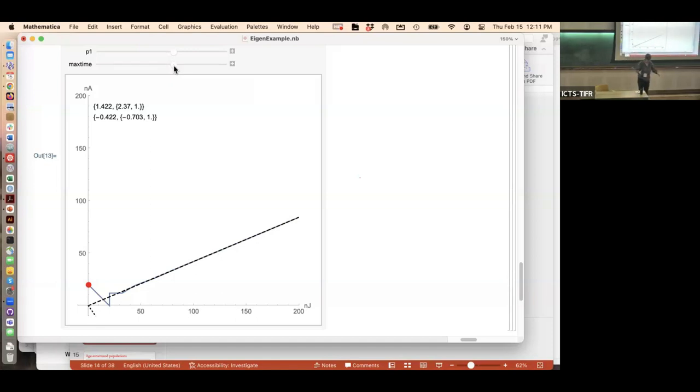And that is telling me that eventually the population will be stretched by a factor of 1.422 each time step. So it'll grow 42% each time step. And that's associated with this direction. The 1.422 is the eigenvalue, and then this, over 237 and up 100, this direction here is the eigenvector. The one in question.